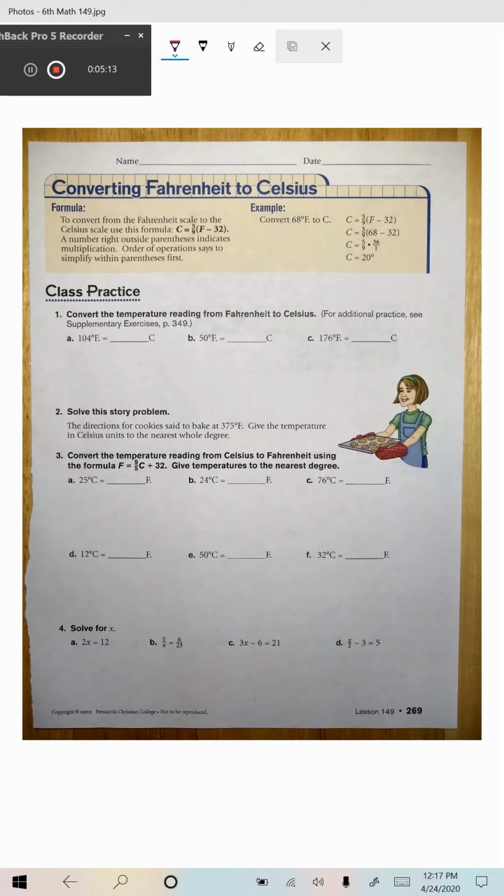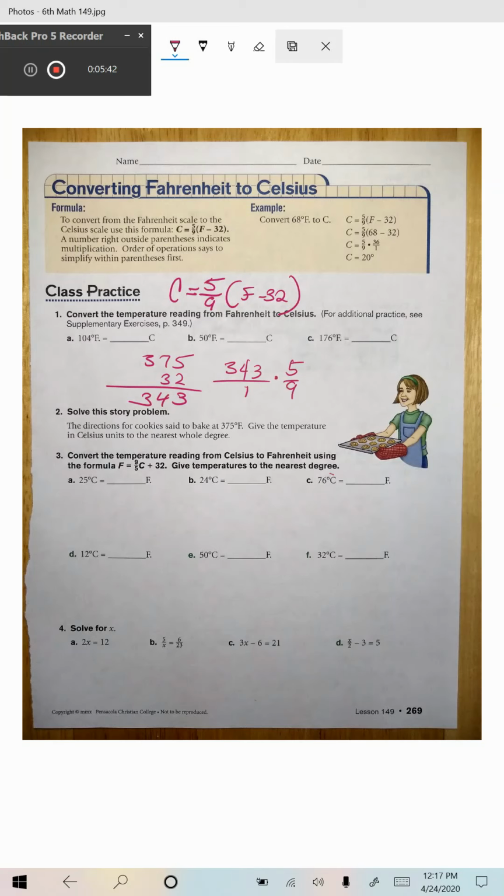All right, so let's look at our formula. I'm going to write my formula one more time just to get it in my head. 5/9 times F minus 32. All right, so I'm going to subtract 32 from the Fahrenheit first. So I do 375 minus 32. I get 343. Is that what you get? At that point, we're going to take 343 over 1. We are going to multiply it by 5/9.